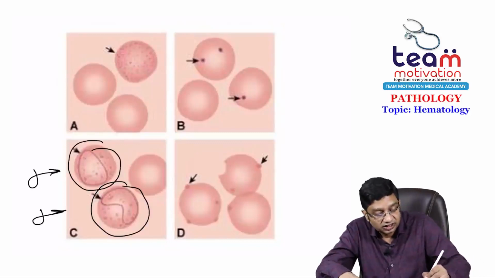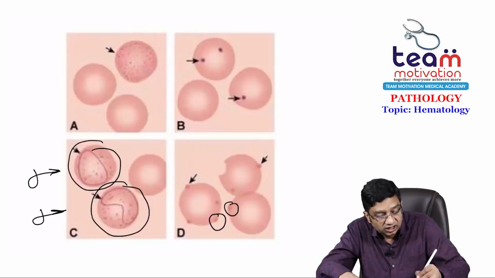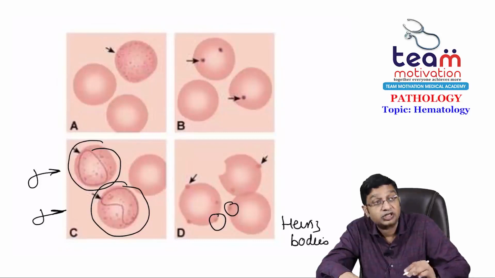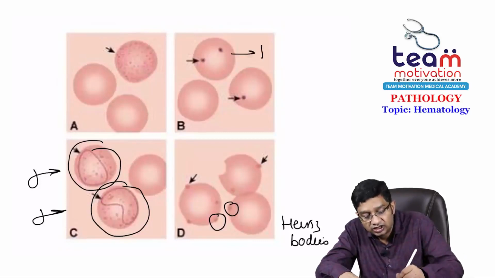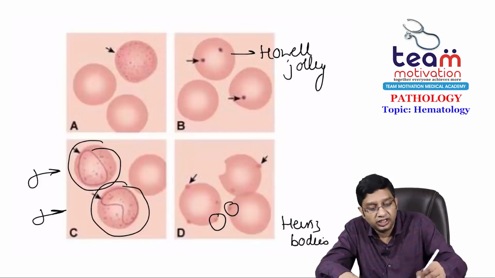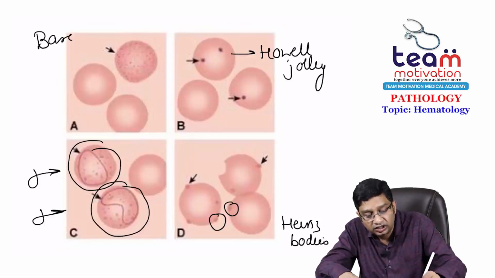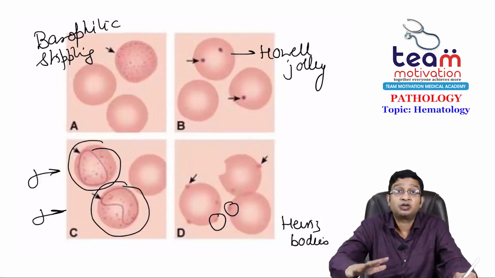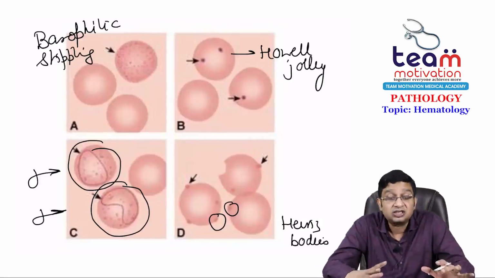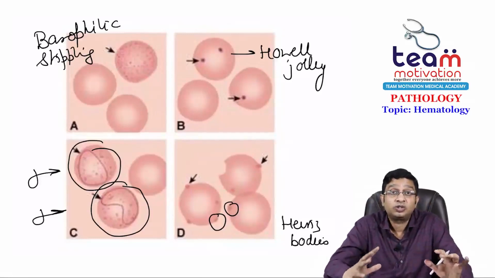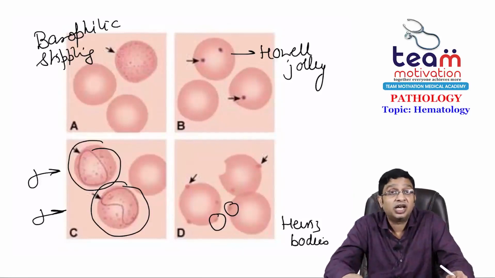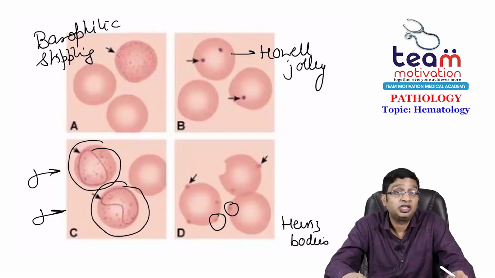Just near the edge, these are the Heinz bodies. Here, just near the nucleus, they are most probably the Howell-Jolly bodies. And here we are showing basophilic stippling. So in this section I have discussed the common inclusion bodies seen in the RBCs and the abnormal shape of the RBCs.